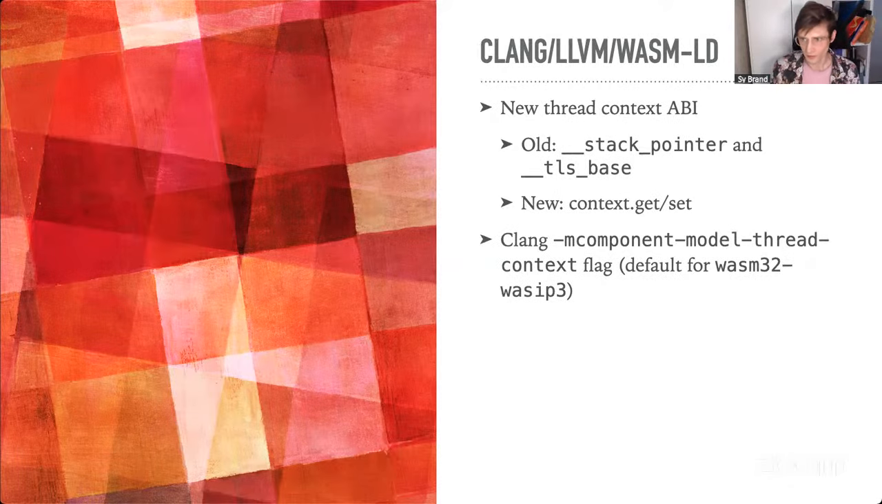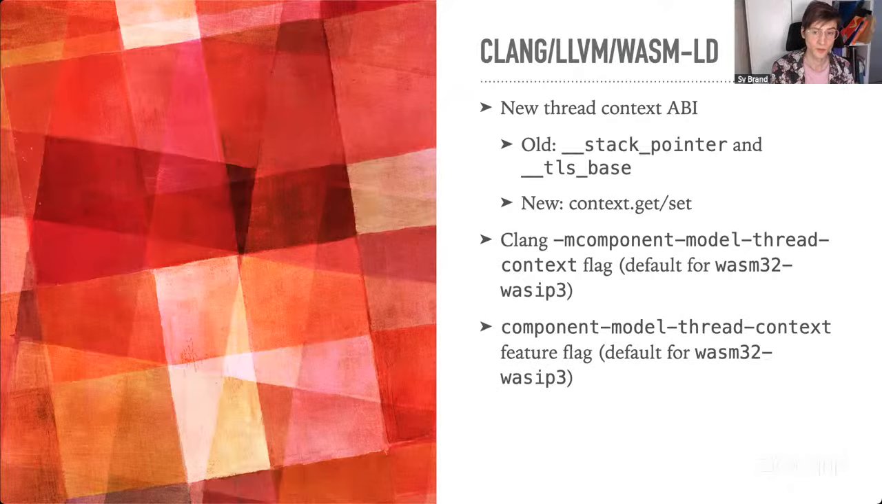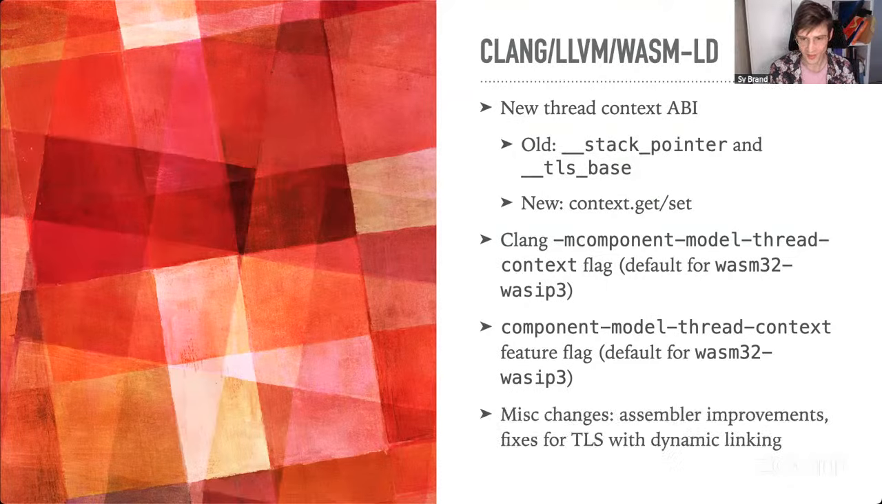On the higher level of how you interact with all of this, there's going to be a new flag called component model thread context for Clang, which is going to enable this new API, and it's going to be the default for the wasm32 WASI-P3 target. Very similarly, there's going to be a WASM feature flag with the same name, and if you try to mix and match LLVM versions, you'll get a linker error. So this will not just fail at runtime or anything like that.